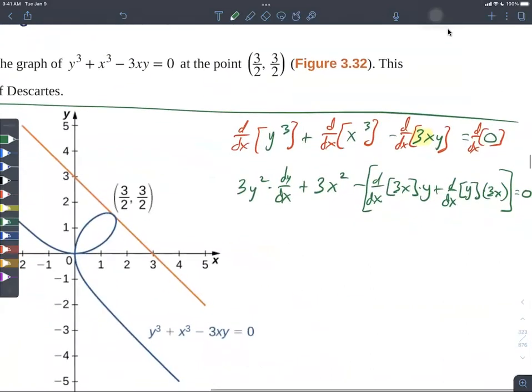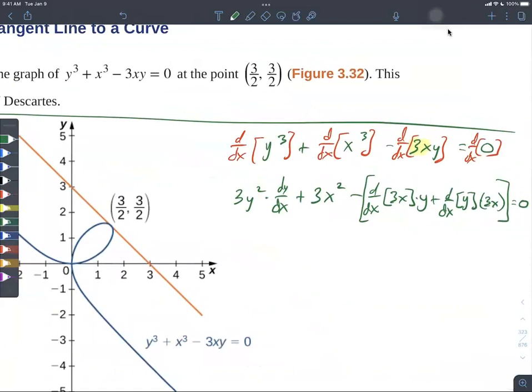Now, of course, we do need these brackets here because there was a negative on the outside, and that negative is applied to this entire product here. The negative was applied to the entire product, so the negative should be applied to the entire derivative of the product. So we do need those parentheses, or those brackets.